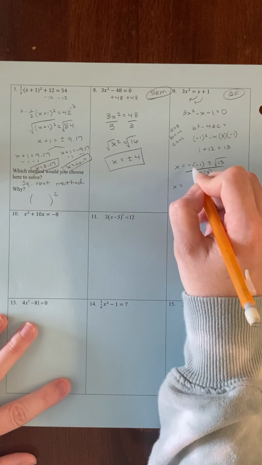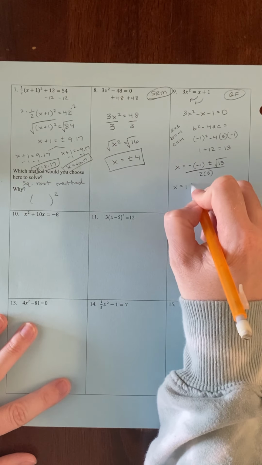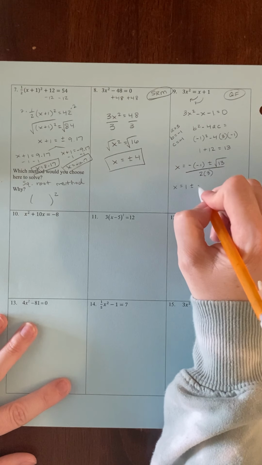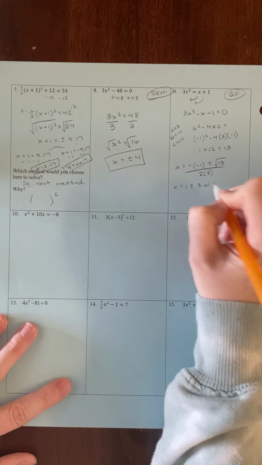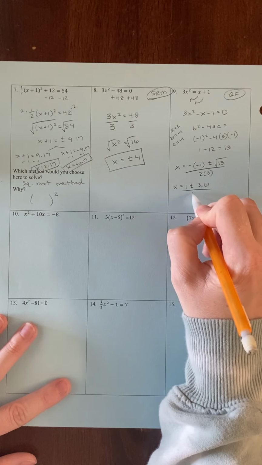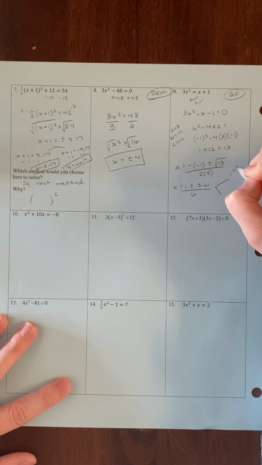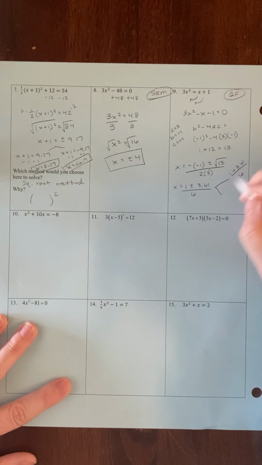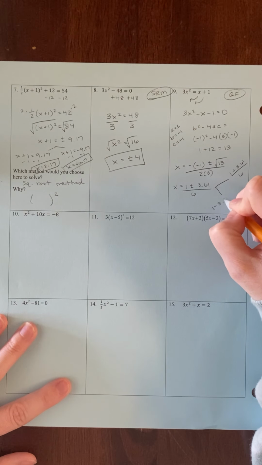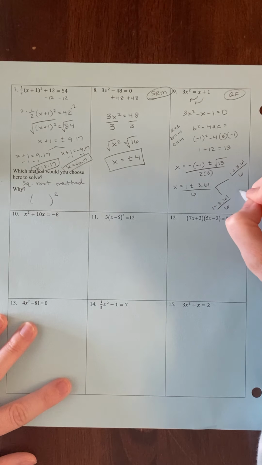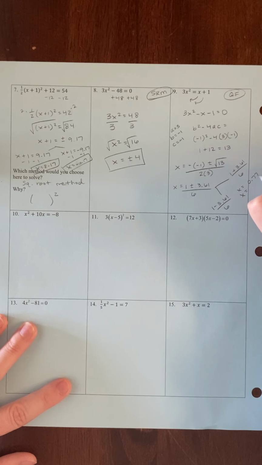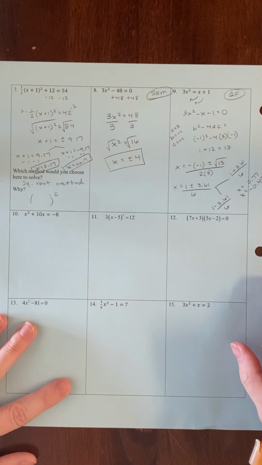So I'm going to clean this up a bit. Minus the negative 1 would be 1, plus or minus the square root of 13, which is 3.61, all over 6. So I have 1 plus 3.61 divided by 6, and I have 1 minus 3.61 divided by 6. And when you solve those in your calculator, you should get 0.77 and negative 0.43.